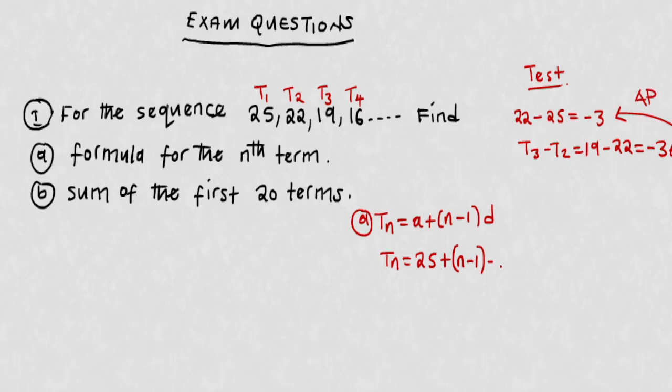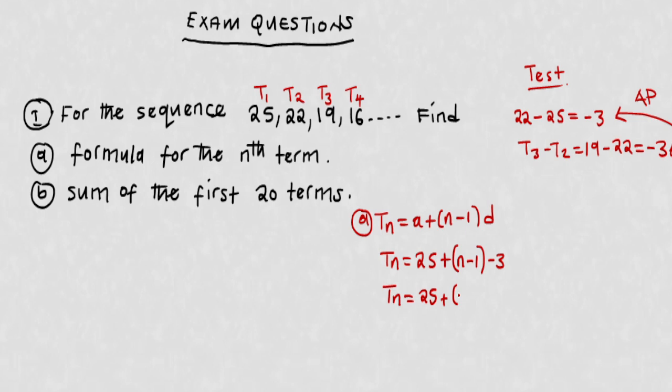Then from there we'll just simplify. So we'll say Tn is equal to 25. Then we have a negative 3 here, it will multiply n, meaning this will no longer be negative. So let me say plus, then open bracket, n times negative 3, negative 3n, then negative 3 times negative 1 will be positive 3, like that.